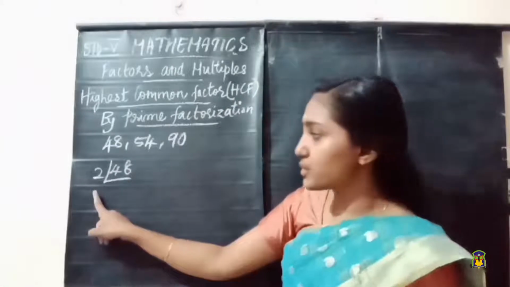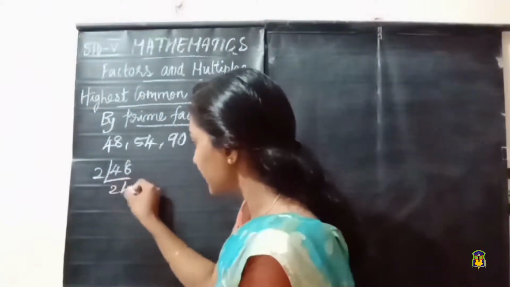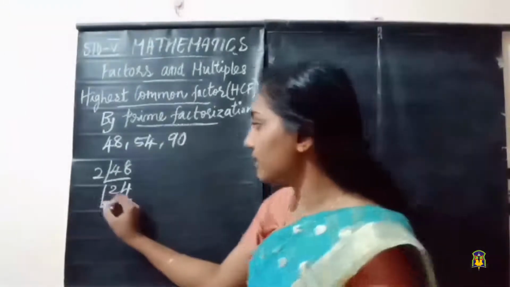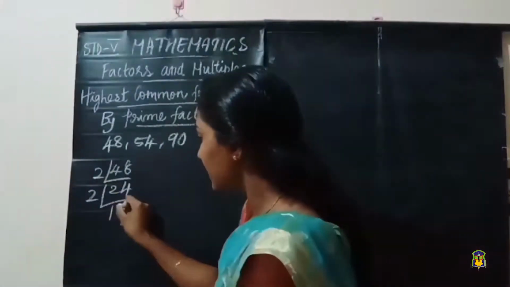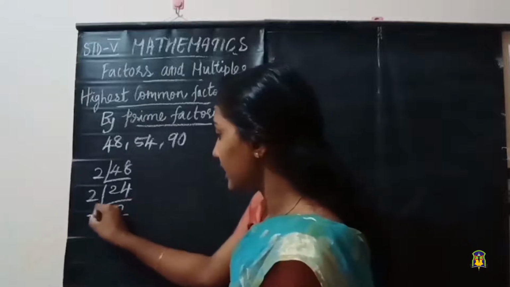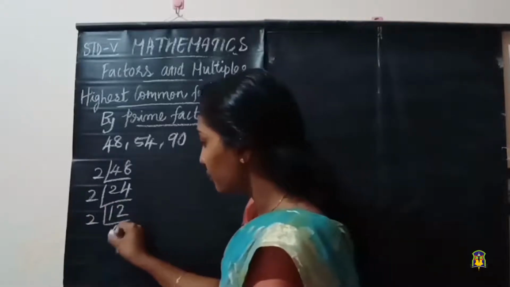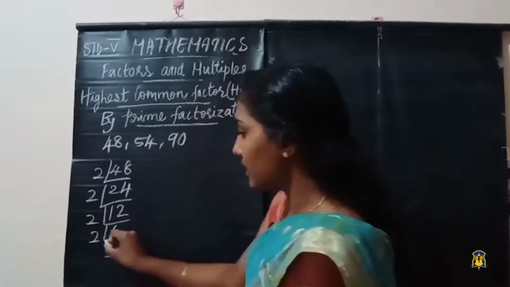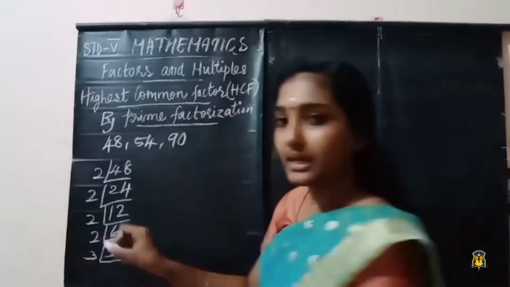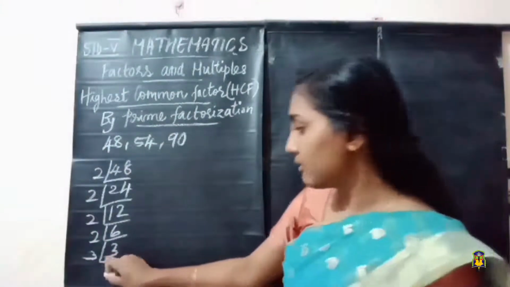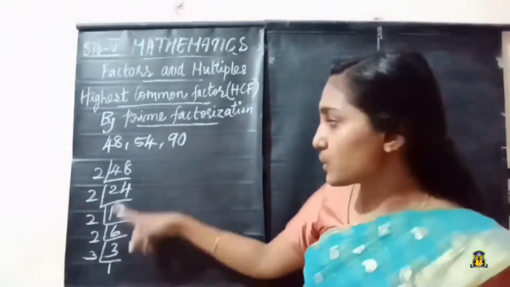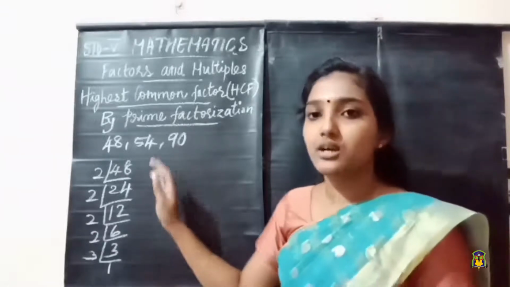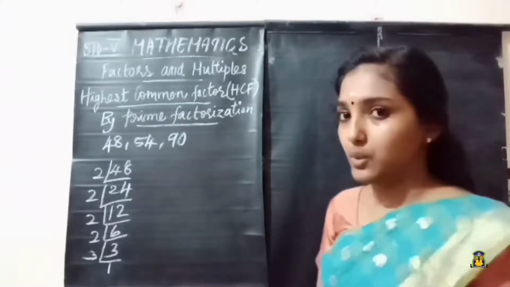48 divided by 2 will be 24. Again 24 divided by 2 is 12. Again 12 divided by 2, we'll get 6. 6 divided by 2, we'll get 3. 3 divided by 3, we will get the quotient as 1. So we can stop our factorization here. The prime factorization of 48 is over.